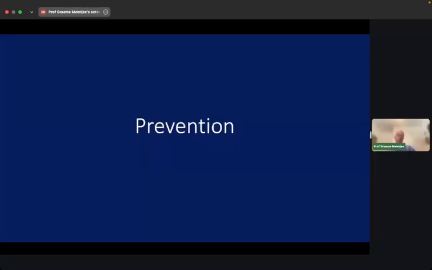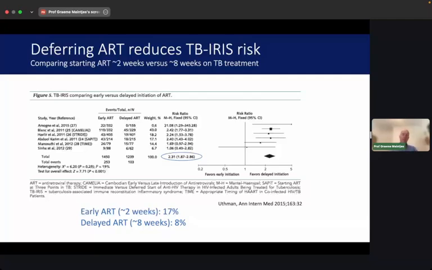And the first thing that I want to say is, when you think about TB IRIS, one of the things that increases the risk for TB IRIS is starting ART early after TB treatment. And this shows you a meta-analysis of studies which compared generally starting ART 2 weeks after TB treatment to waiting to 8 weeks after TB treatment. What you can see is starting at 2 weeks almost doubles the risk of TB IRIS, or 17% compared to 8% if you start at 8 weeks. Now you might say, well, this is a strong argument for delaying ART in patients with TB if you can reduce the risk of TB IRIS.